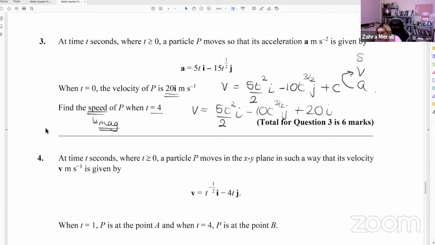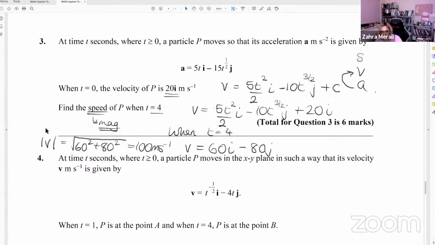So our v equals 5t squared over 2i minus 10t to 3 over 2j plus 20i. We can plug in our t. So when t equals 4, v equals, we can put 4 squared times 5 over 2 plus 20, which gives us 60, minus 4 to the 3 over 2 times 10, which gives you 80. And because you want the speed, you want the magnitude. So it's going to be the square root of the 2 positive bits, leaving you with 100 meters per second.